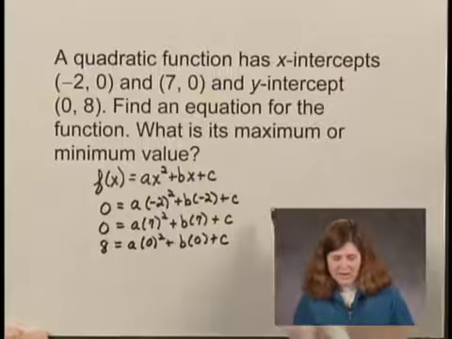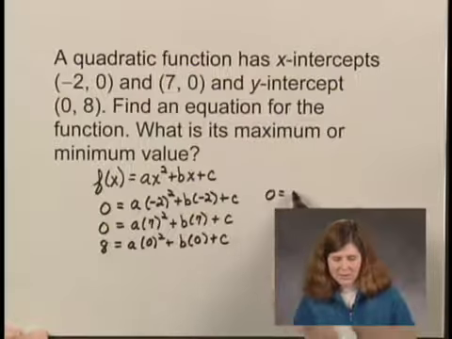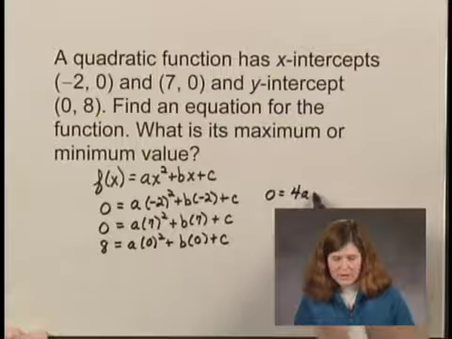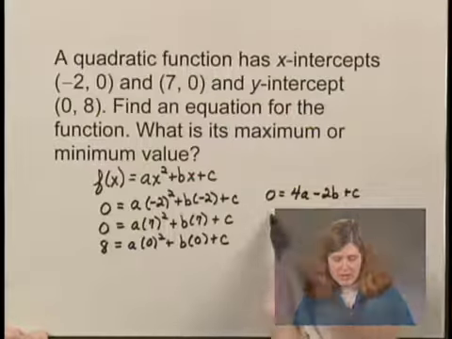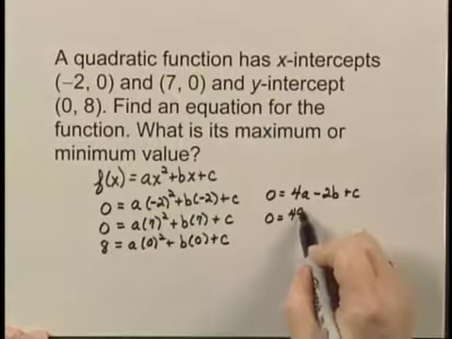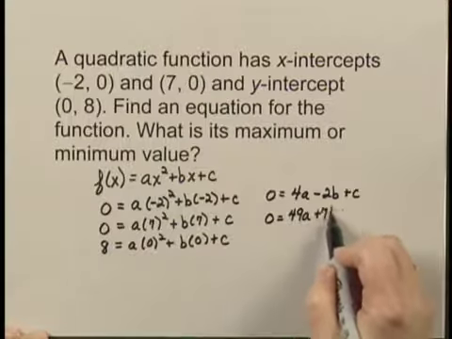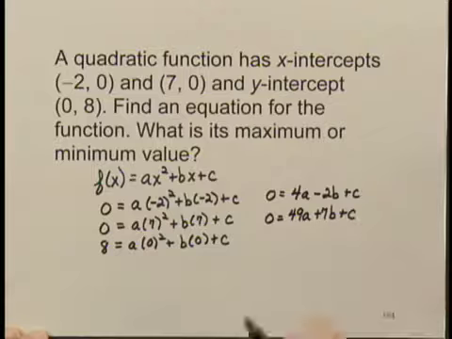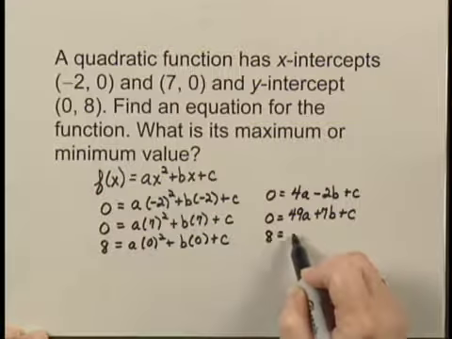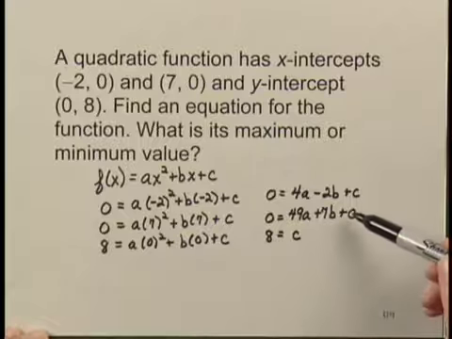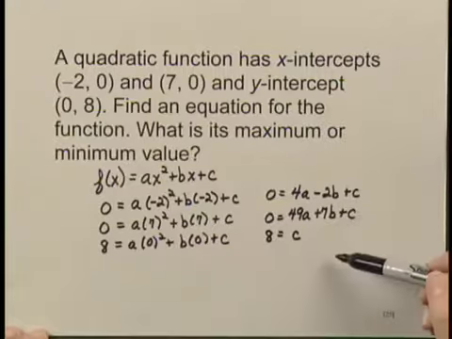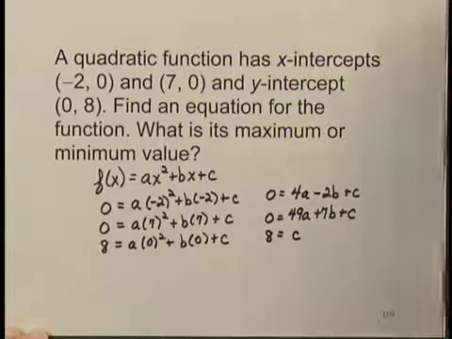And I can simplify. I have 0 = 4a - 2b + c, 0 = 49a + 7b + c, and finally 8 = c. What I have now is a system of 3 equations in 3 unknowns that I can solve and find values for a, b, and c.